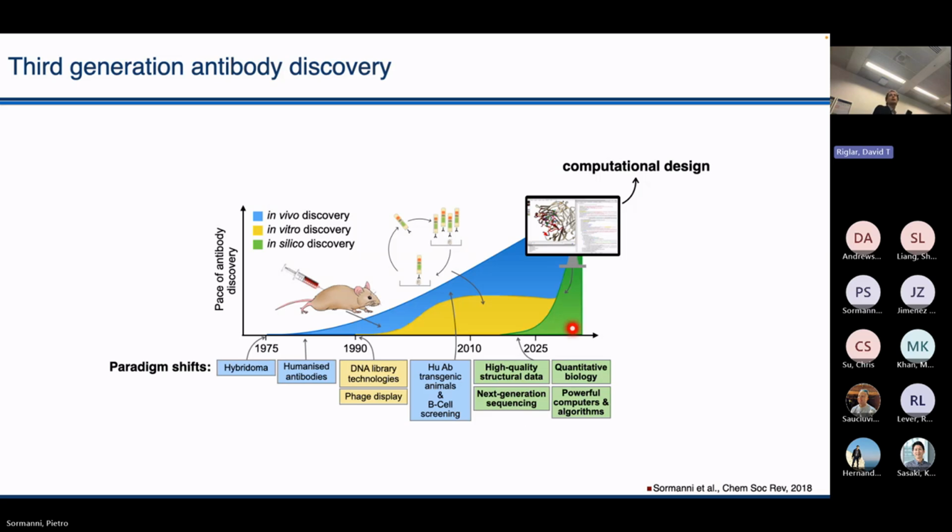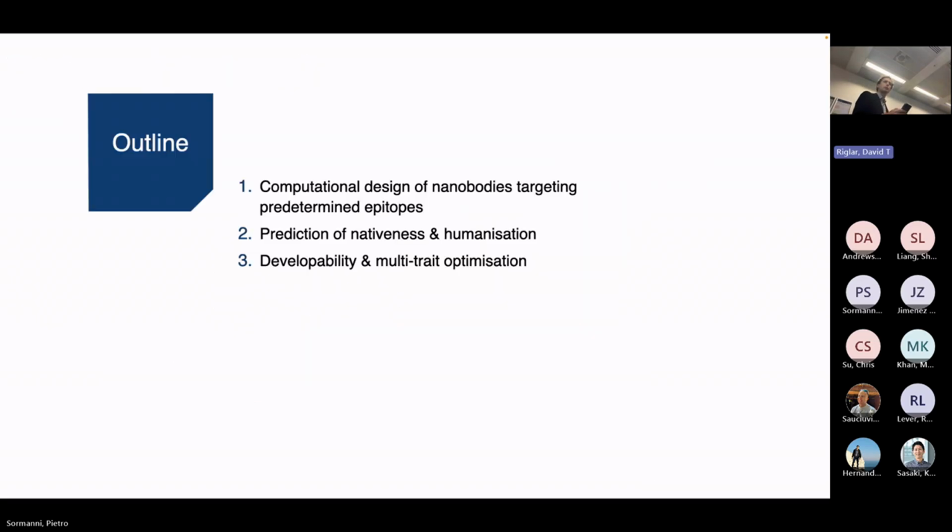And so we think that this paradigm shift will enable the development of this class of technology, exactly like it happened in the past for the first and second generation of technologies of antibody discovery. So I'd like, in the next 40 minutes or so, to share 3 stories with you.